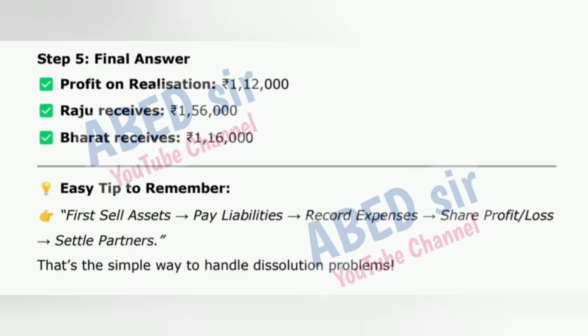Step 5. Final answer. Profit on realization 1,12,000 rupees. Raju receives 1,56,000 rupees. Bharat receives 1,16,000 rupees. Easy tip to remember. First, sell assets, pay liabilities, record expenses, share profit loss, settle partners. That's the simple way to handle dissolution problems.